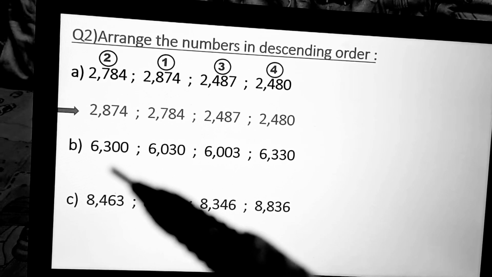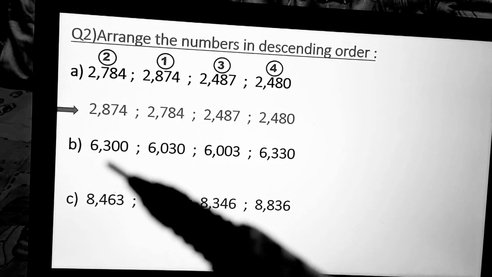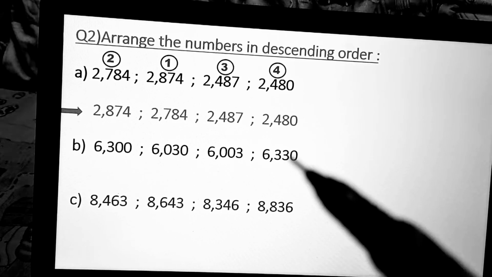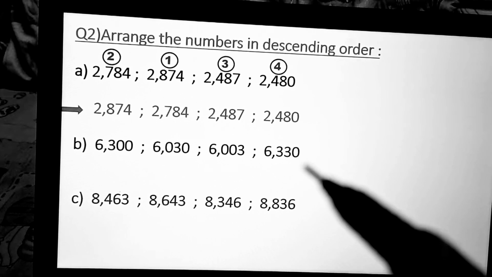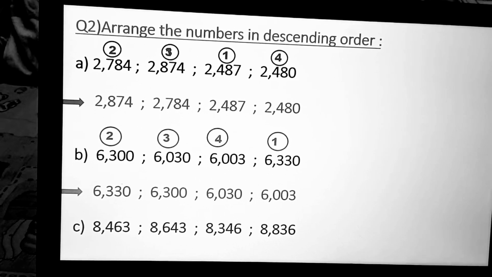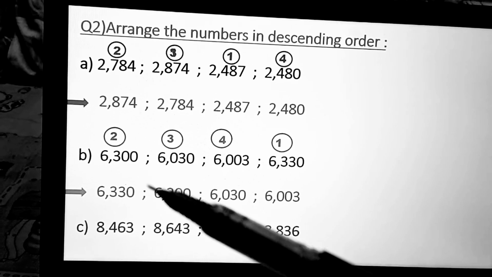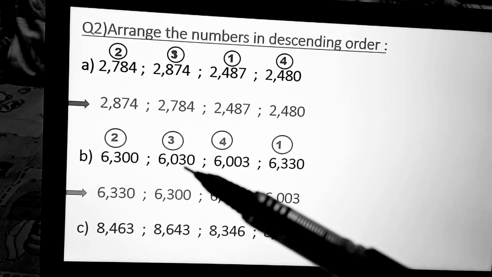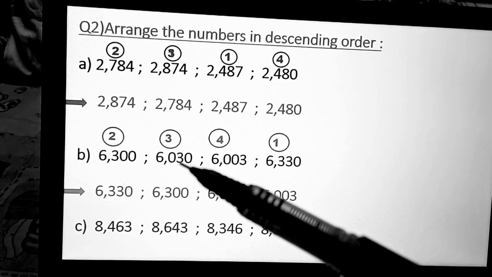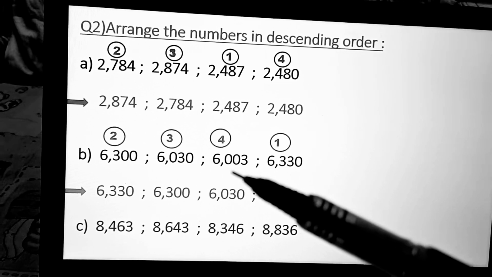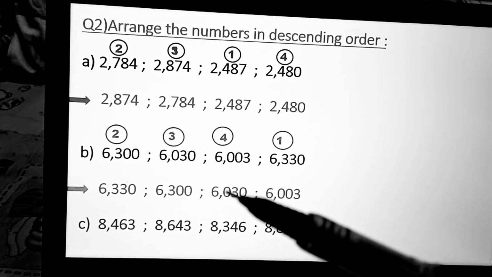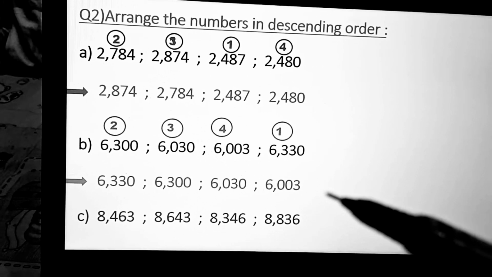So we compare these two numbers. 6, 6, 3, 3. Here 0, here 3. Which is greatest? Yes, this number 3. So we write 6330 at first. We give it position 1 and then we write this second number 6300. Now between these two numbers, which is the greatest one? Again you compare, children. 6, 6, 0, 0, 3, 0. So which is greatest? Yes, this 3. So we write this 6030 at the third position and this number left at the last.